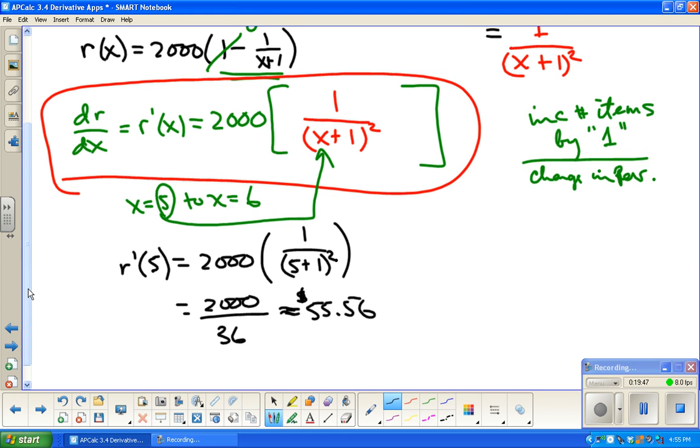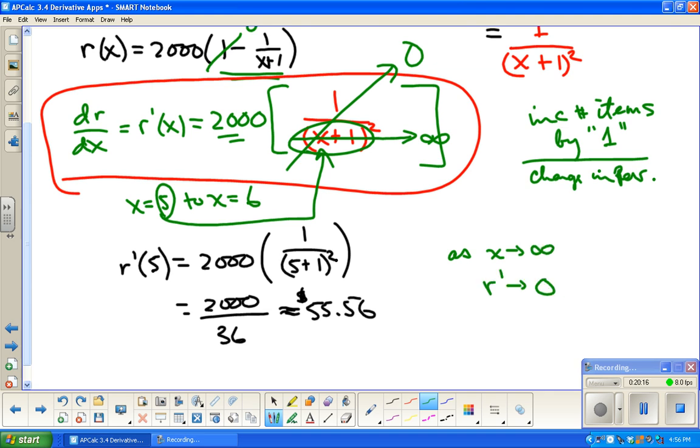Okay, and that's it. It says find the limit of R prime as x goes to infinity. That'd be the last part. As x goes to infinity, (x plus 1) squared goes to infinity. This whole fraction goes to 0. So as x approaches infinity, R prime is going to approach 0 times 2,000, or 0. All right, we're going to leave it at that.